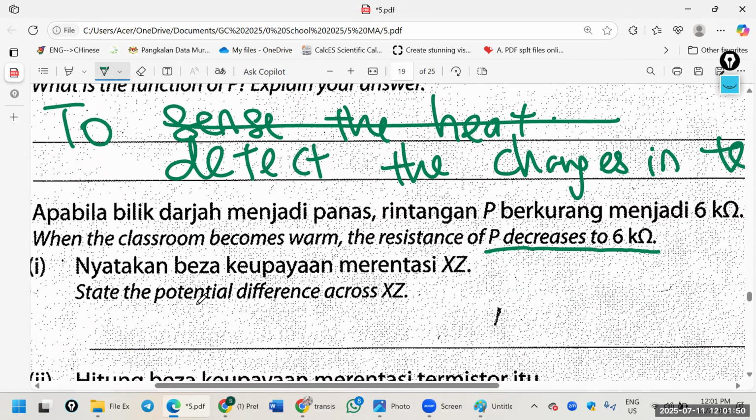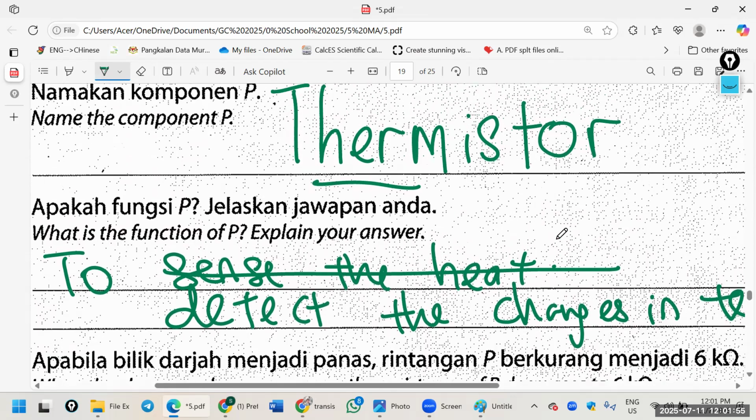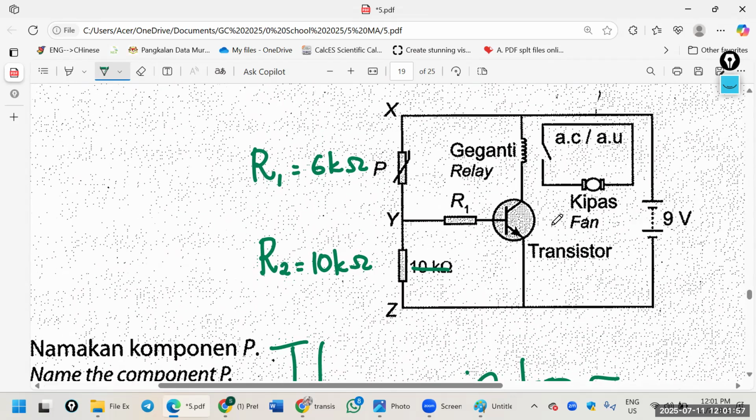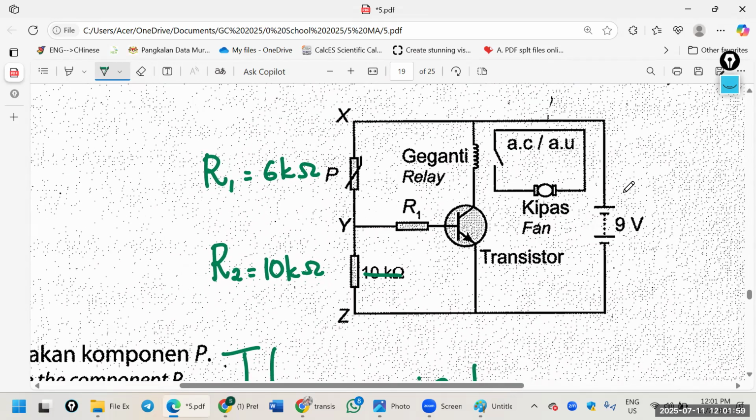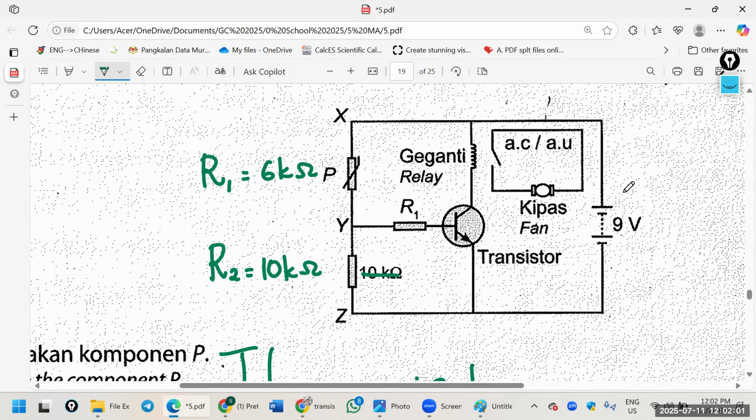Now, state the potential difference across X set, right? Let me ask Ethan. Brandon, tell him the question.